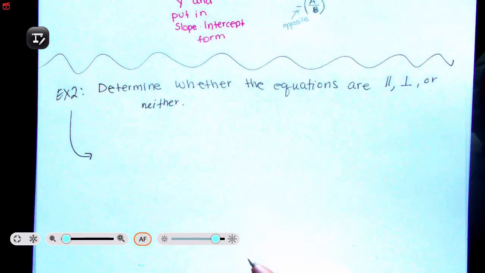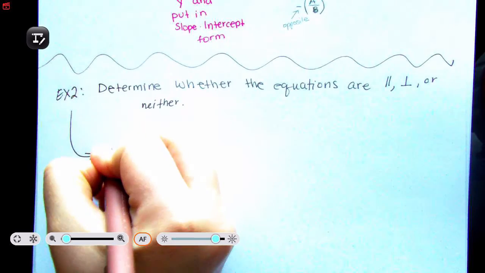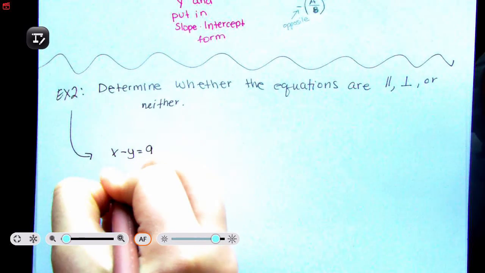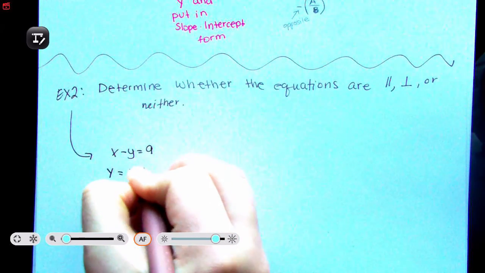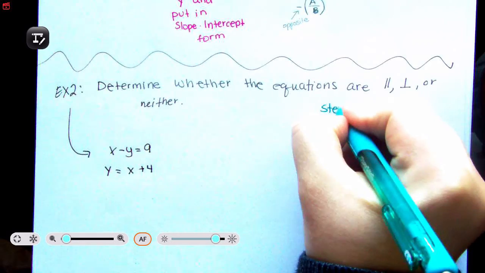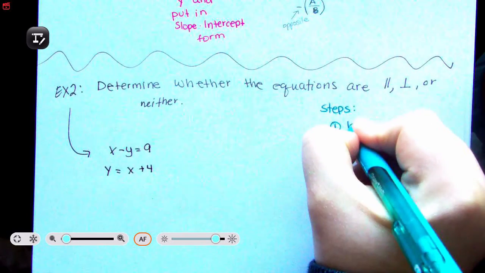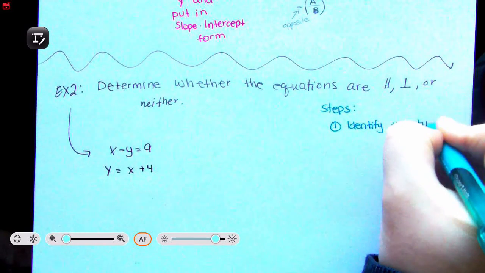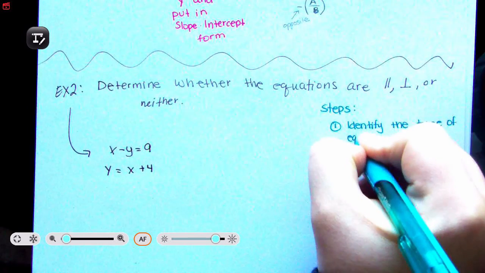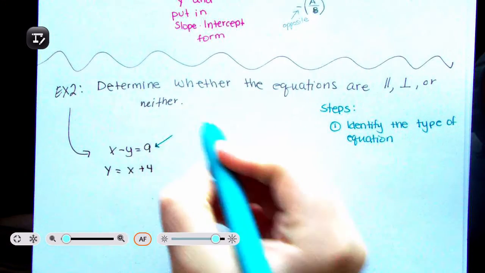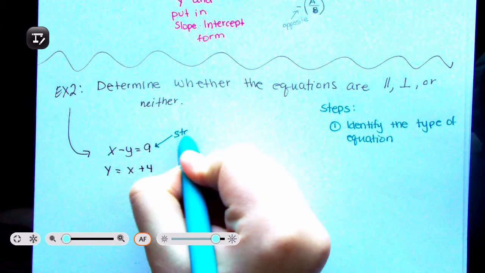The first two are going to be x minus y equals 9 and y equals x plus 4. And I'm going to write out your steps for you. Step number 1, identify the type of equation. What do you have and what does that mean? So what do you have? I have an equation in standard form.